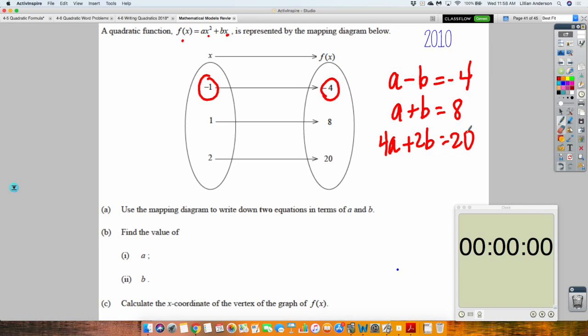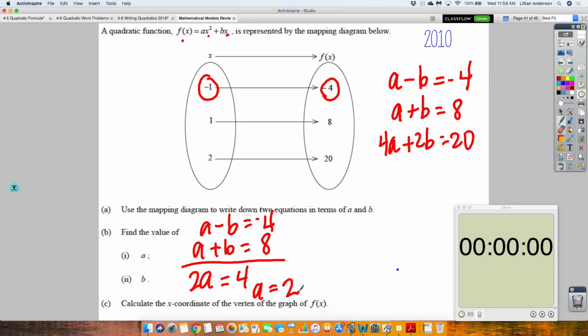So you could have had a minus b equals negative 4, or you could have had a plus b equals 8, or you could have had 4a plus 2b equals 20. You needed 2 of these 3 equations. Did anybody get 2 of these 3? You had to plug it in. Good. Okay. That's how you use the mapping diagram, to plug it in especially when they give you an equation.